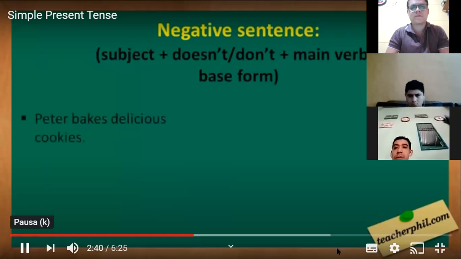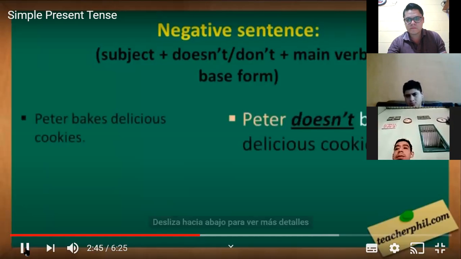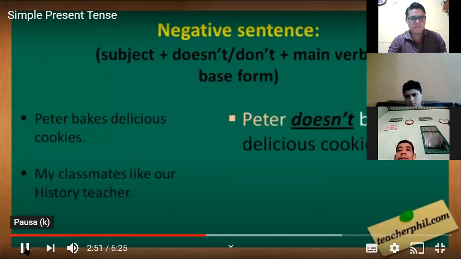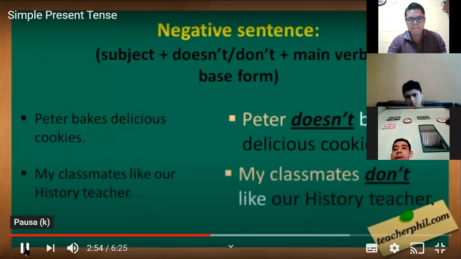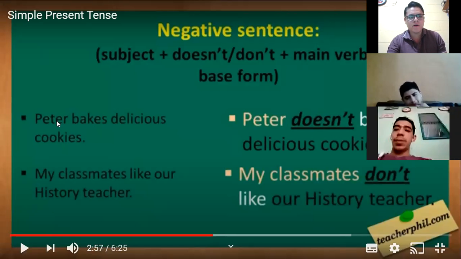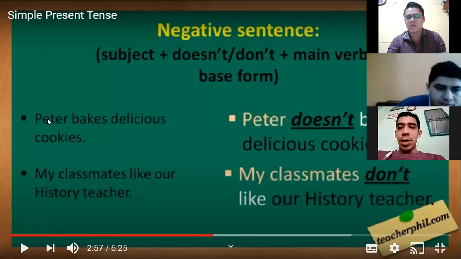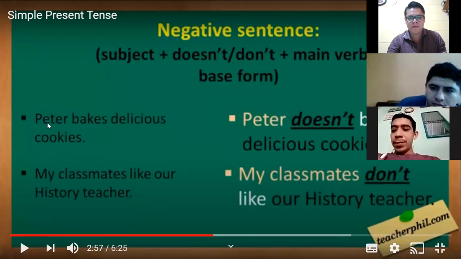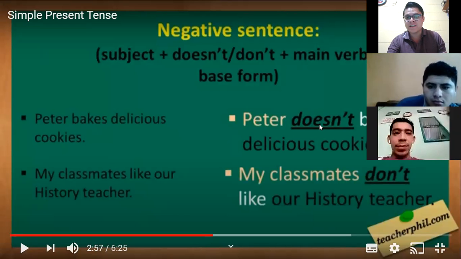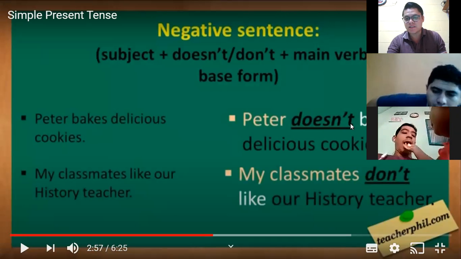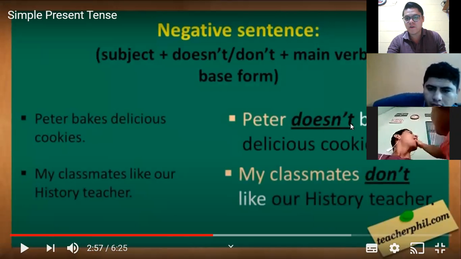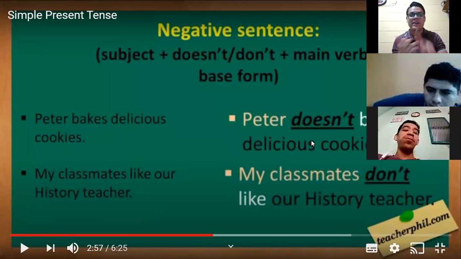Examples: Peter bakes delicious cookies. Peter doesn't bake delicious cookies. My classmates like our history teacher. My classmates don't like our history teacher. Okay, focus on these examples. Peter bakes delicious cookies. What is the subject pronoun for Peter? He. So that's why we use doesn't right here, because remember, doesn't is for he, she, and it.